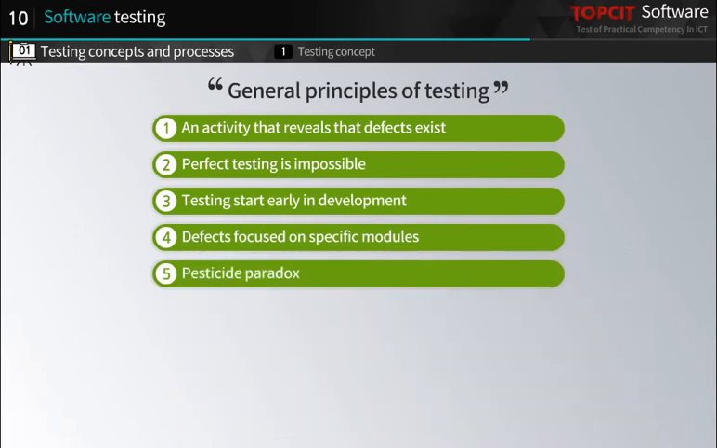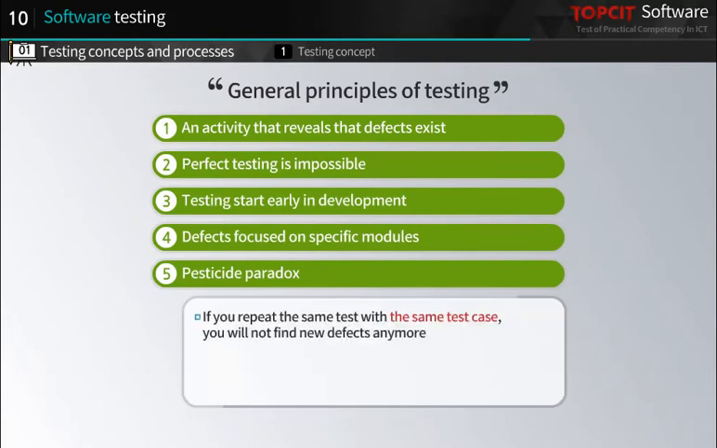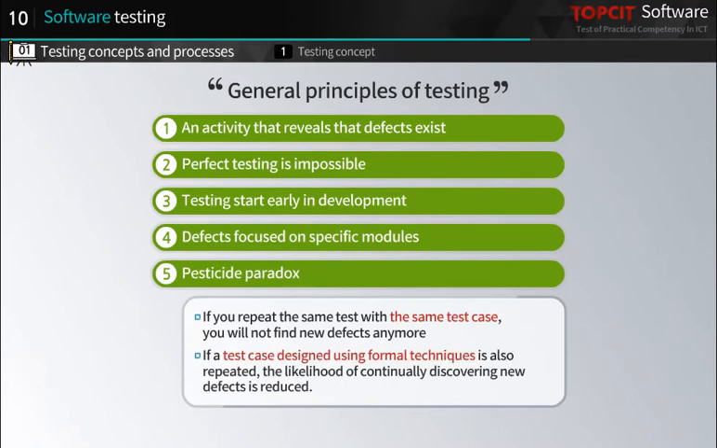Fifth, it is the pesticide paradox phenomenon. That means if the insecticide is sprayed repeatedly, the insects become resistant and no longer die. If you repeat the same test with the same test case, you will not find new defects anymore. If a test case designed using formal techniques is also repeated, the likelihood of continually discovering new defects is reduced.